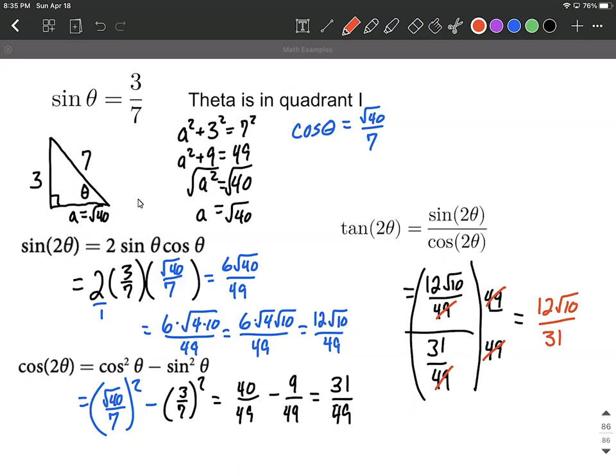I hope this helps. What I would suggest is draw a triangle, even if it's not in quadrant 1. Get your side lengths, think sohcahtoa, and then you can get your cosine. Use these formulas and plug in, simplify down where possible. All right, good luck.